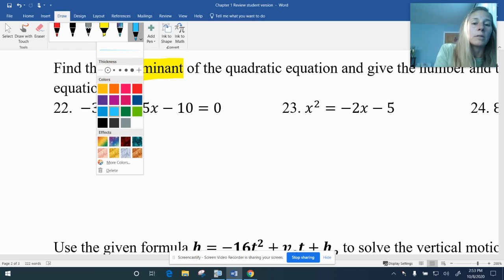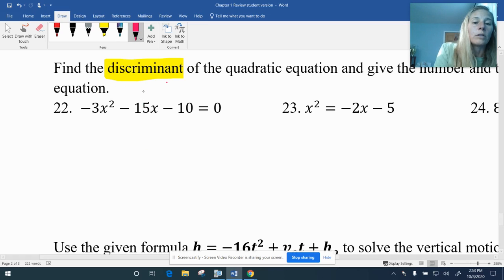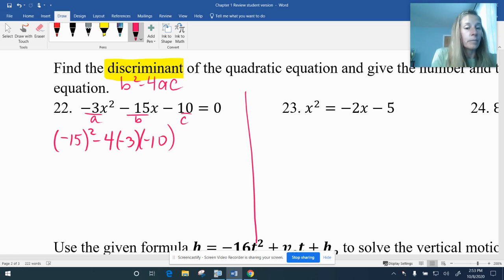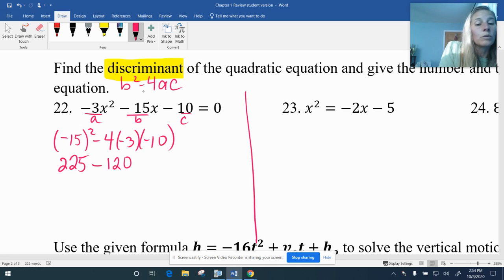So for my discriminant, I'm going to remind us that it's b squared minus 4ac. So this is your a, this is your b, this is your c. So this means I have negative 15 squared minus 4 times a times c. Now, negative 15 squared is going to be positive 225. And then there I have 3 negatives, so that's going to be a negative, and that's going to be 120. And that will equal 105.